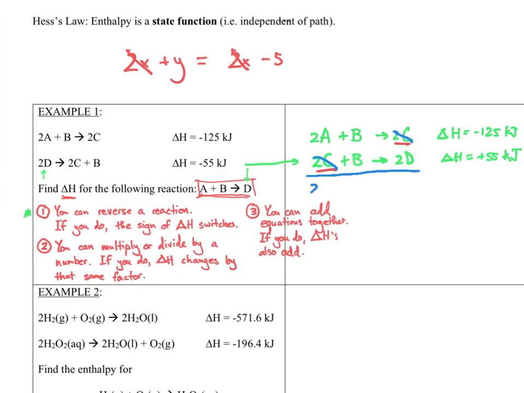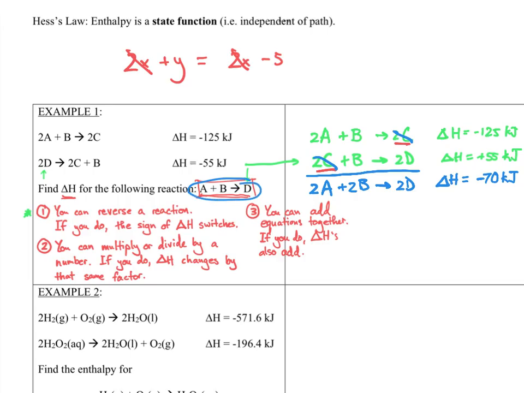So gone. Now I have 2A plus 2B, because B plus B is, of course, 2B, yields 2D. And the enthalpy for this reaction would be whatever negative 125 plus 55 is, which darn well better be negative 70, otherwise this will be embarrassing. Okay, next though, I didn't want to know what 2A plus 2B yields. I wanted to know A plus B yields D. Like, what's the enthalpy for that reaction?